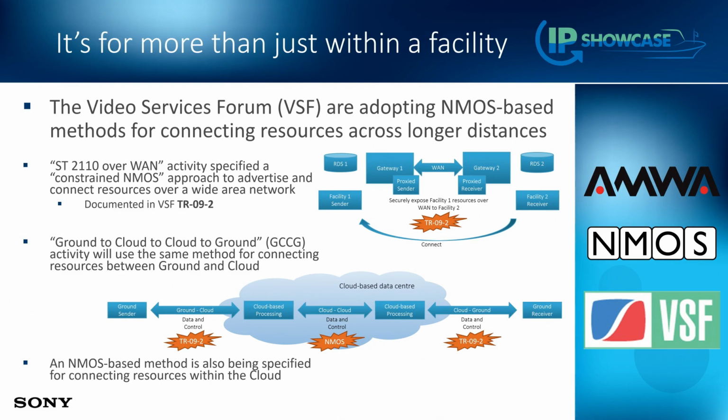And within that group, we defined a constrained way of using NMOS based on having a gateway that exposes all these internal devices over the WAN using NMOS IS-04 and IS-05, so that a gateway in a second facility can make IS-04 and IS-05 calls over the WAN and discover whatever this facility wants to expose. It can be limited. It doesn't have to expose all its internal resources. And that's documented in TR-09-02 by the VSF. That's a technical recommendation from the VSF.